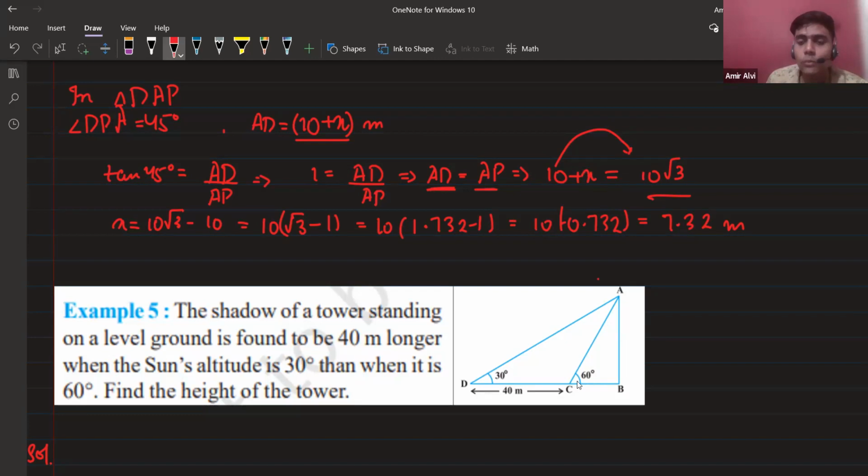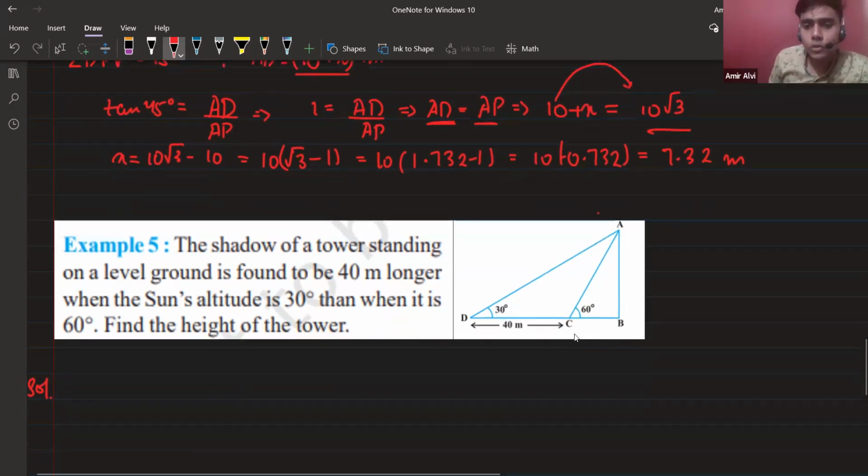Everybody, yes or no? Yes, sir. Sometimes later, the shadow is longer than the previous one. Clear, everybody? Great. And it's again making an angle of 30 degrees with respect to the ground. Clear? Any doubt? No. Okay.